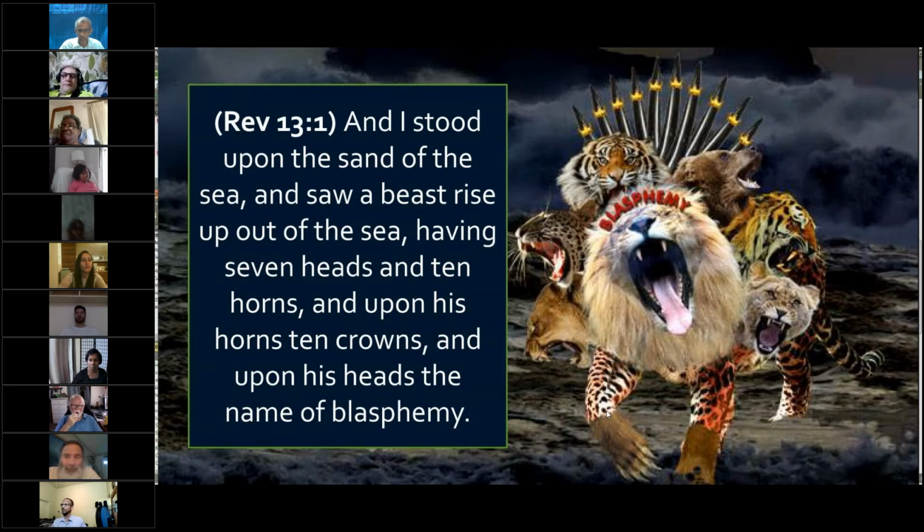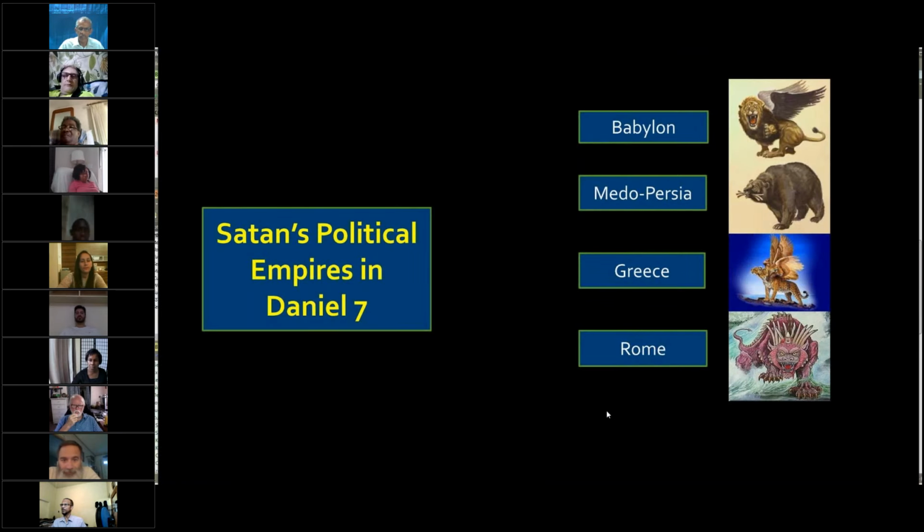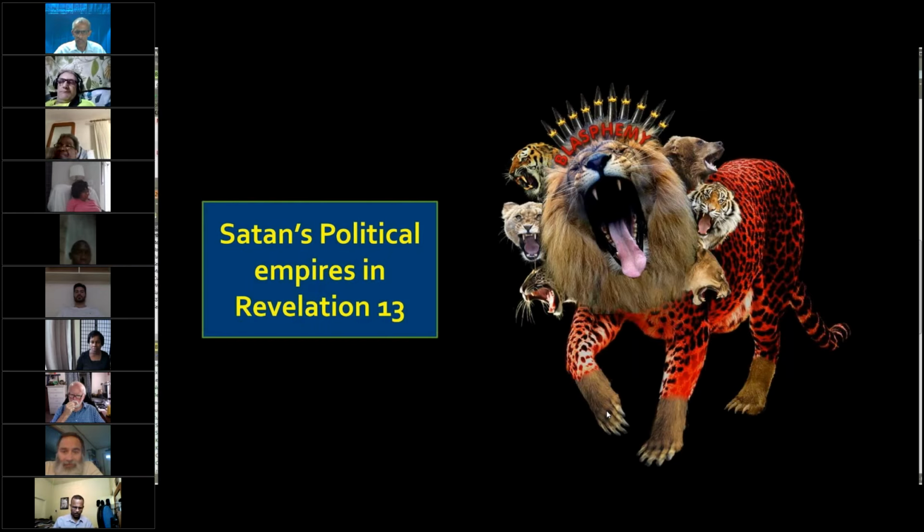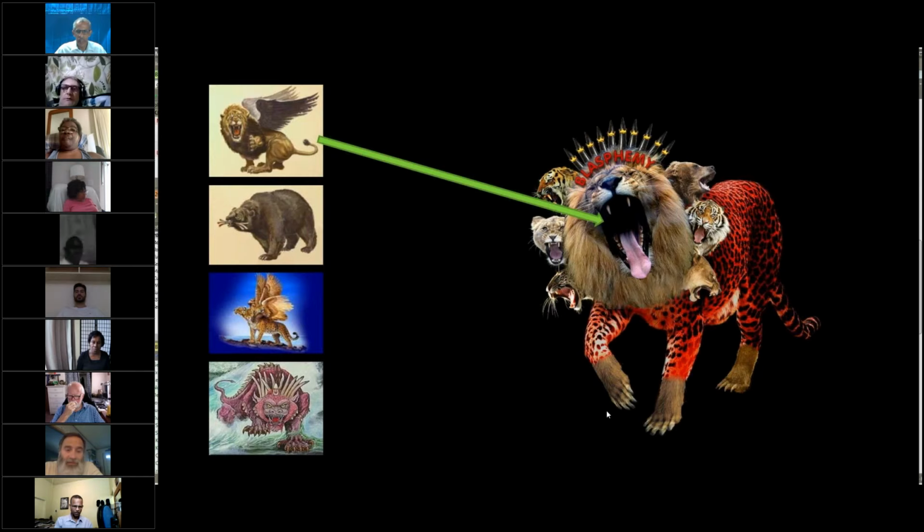What we saw is that this beast is a reflection of the four beasts that Daniel saw in Daniel chapter 7. These four beasts represent four great empires: Babylon, Medo-Persia, Greece, and Rome. And we saw that as you look at this beast, you see elements that point to these four beasts, showing that there's some connection. The beast has the mouth of a lion.